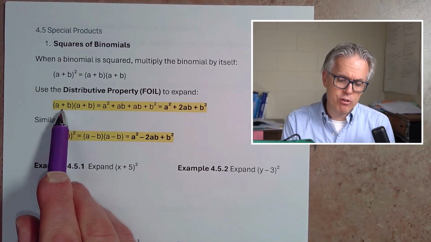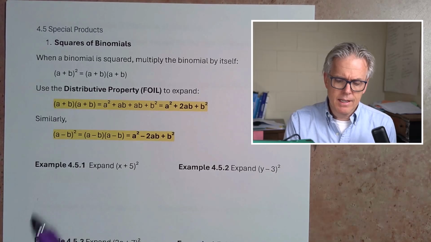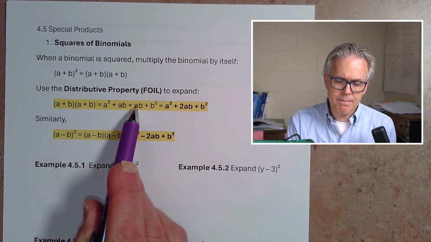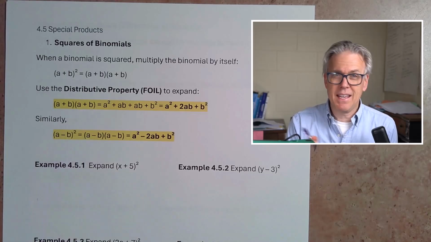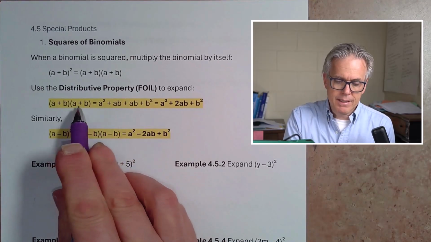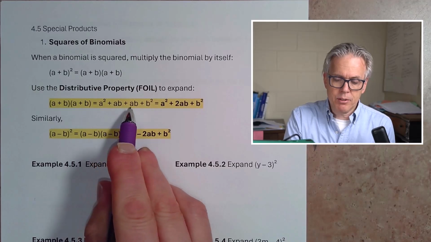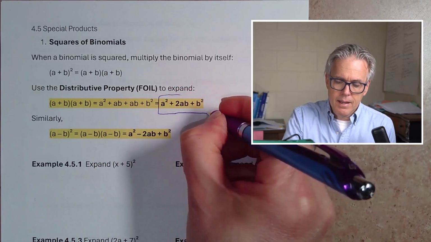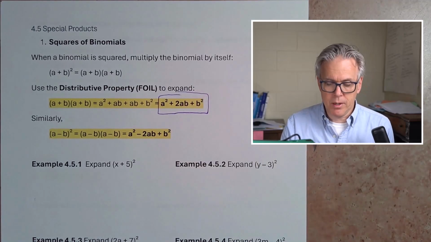So when we distribute that out, FOIL it out, we're going to end up with a times a is a squared, a times b is ab, and then b times a is ba, but then we can use the commutative property and switch that to get ab. And then b times b is b squared. You add 1ab plus 1ab, you get 2ab. So here is our pattern, a squared plus 2ab plus b squared.